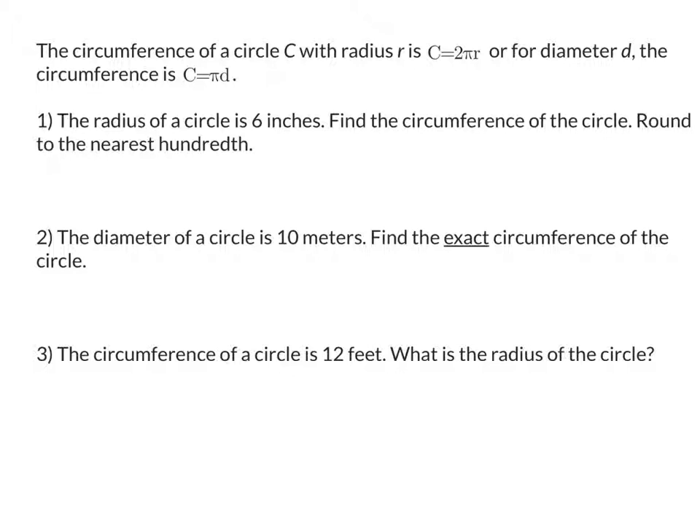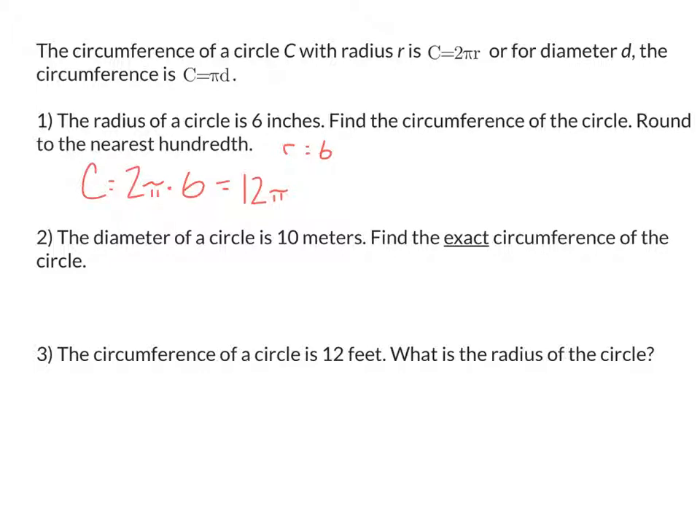In number 1 here, the radius of a circle is given to us as 6 inches, and we want to find the circumference. So we use the formula for circumference involving the radius. Since we know r is 6, we can write it as C, which is our circumference, equals 2 pi times 6. Well, we know that 2 times 6 is 12, and we still have to multiply by pi.